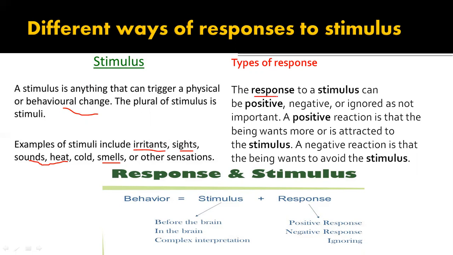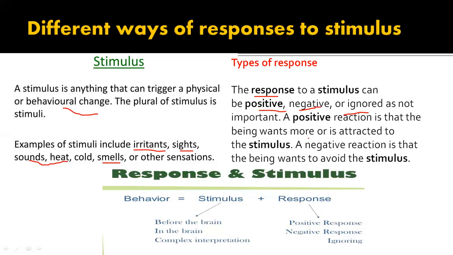The response to the stimulus can be positive, it can be negative, or it can be ignored if it is not important. A positive reaction is when a being wants more of the stimulus or is attracted to it. For example, a person laughs after hearing a funny joke. Or a positive response can be when we smell our favorite food. That is called a positive reaction or positive behavior towards the stimulus.